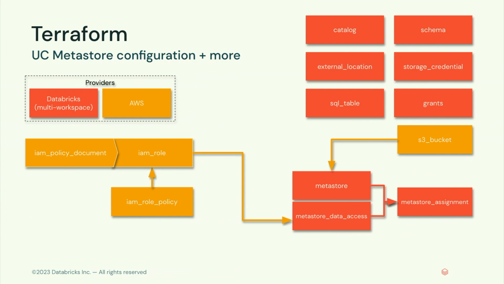So once you do that, you can now play with all the other resources that are available to interact with Unity Catalog via Terraform. And those are examples such as catalog, schema, external locations, storage credentials, SQL table, grants, and we will have more as we release more features into Unity. So that's a brief intro to Terraform and how you use that on a very high level to create workspaces and metastores and play with it, right?